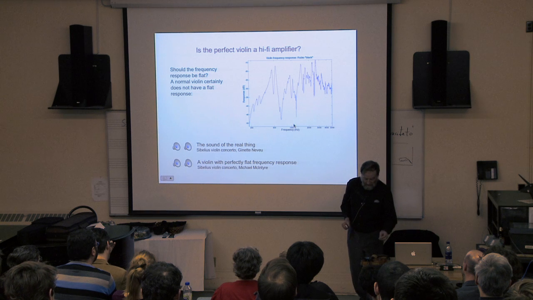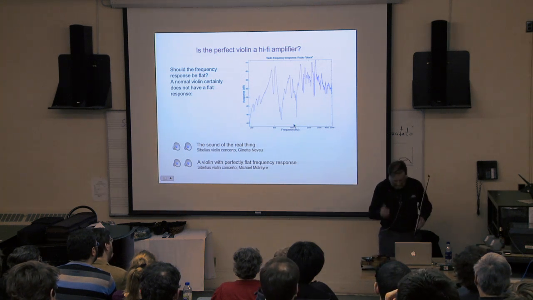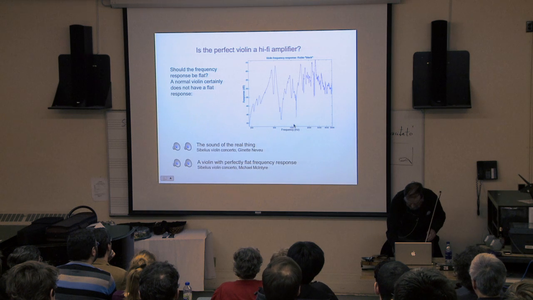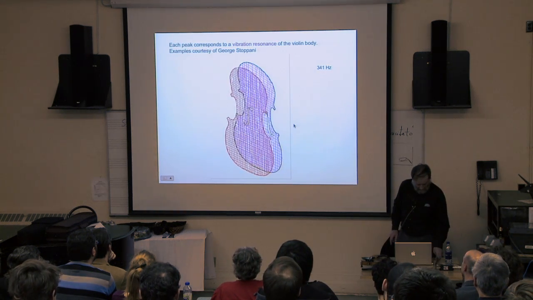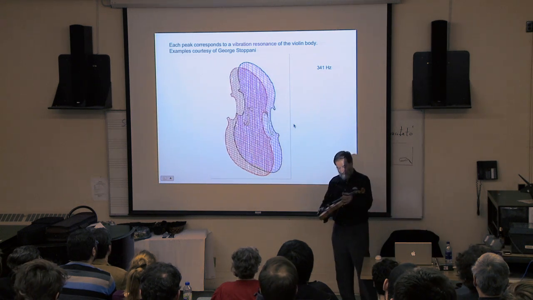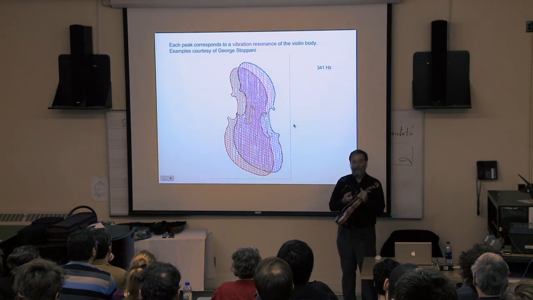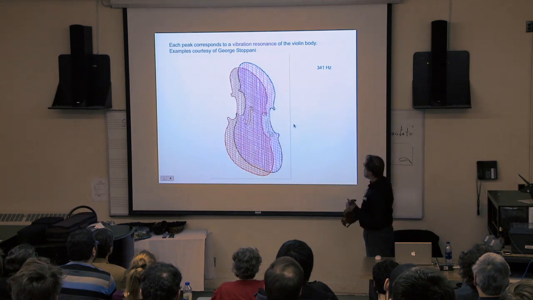Now, mechanical amplifiers inevitably do this sort of thing. The reason for that, yes, I'll come back to this slide in a moment. Each one of those peaks corresponds to a particular vibration of the box, because the violin body, as well as the string, is a vibrating object in its own right. It makes a noise when I hit it. It has its own resonances.